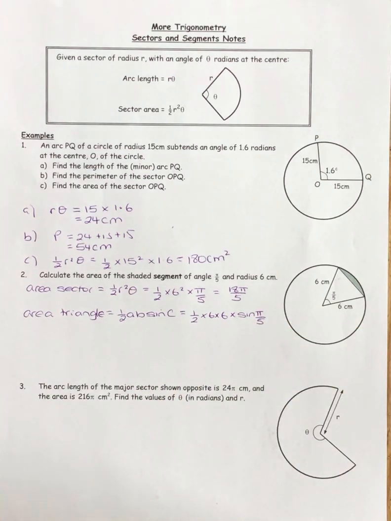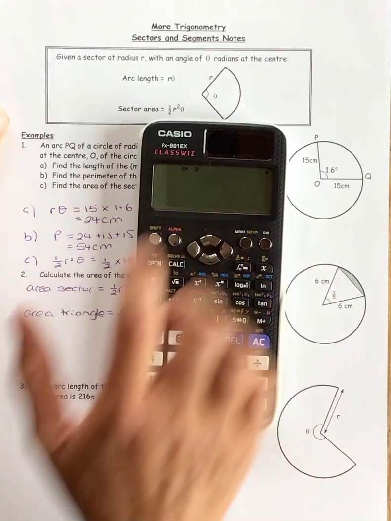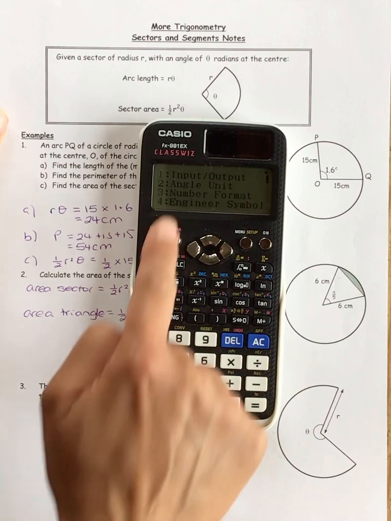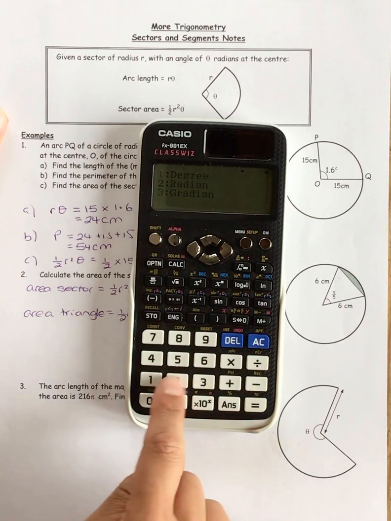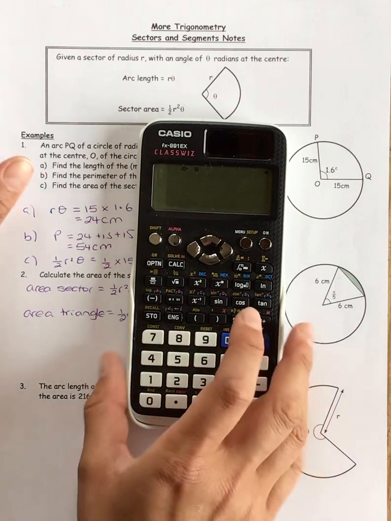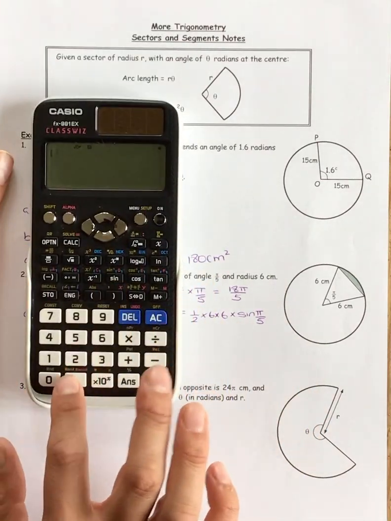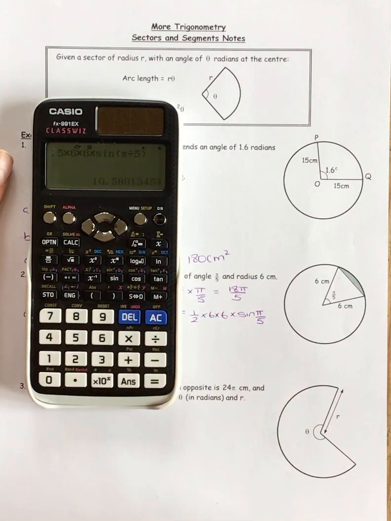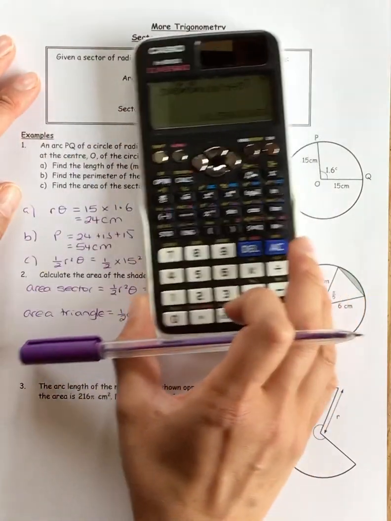Now remember, you must have your calculator in radians because you're about to ask your calculator to work out sine pi over 5. So your calculator needs to know that pi over 5 is measured in radians and it's not measured in degrees. So make sure you've got the R at the top of your calculator screen. Remember, you can change that by pressing Shift Setup and then option 2 for angle units. So we need to make sure we're in radians. So I'm going to have half times 6 times 6 times sine of pi over 5, and that gives us 10.58.